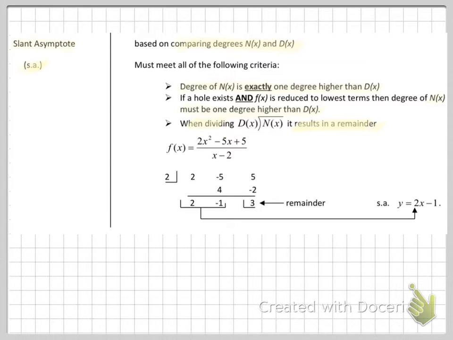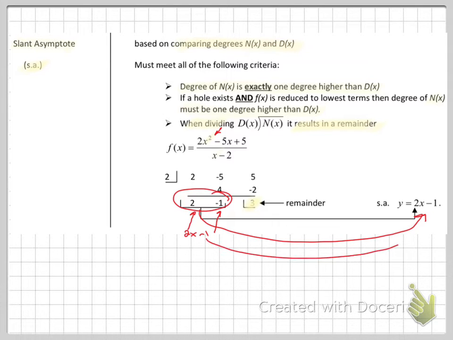So here's an example. The degree on top is 2 (squared) and the degree on the bottom is 1, so it is 1 higher. We do synthetic division to do the division, and you see that we get a remainder of 3. The stuff that's left is your slant asymptote. Remember, this was x squared, so now this is 2x, and this is the constant minus 1. You write it as an equation: y equals, the slant asymptote for this one is 2x minus 1. y equals 2x minus 1.